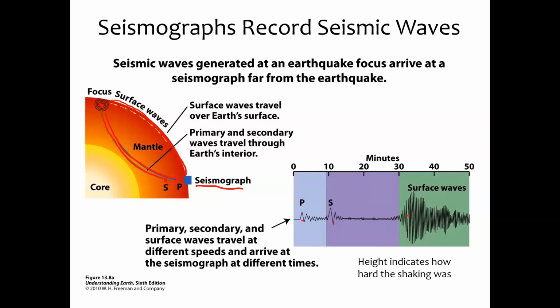It is key to know that the P waves are the fastest, S waves are the second fastest, and then the surface waves, which are really a collection of several different types of waves, move the slowest. So always when you're looking at a seismograph, or excuse me, a seismogram, the P waves arrive first, the S waves arrive second, and then the surface waves arrive last.